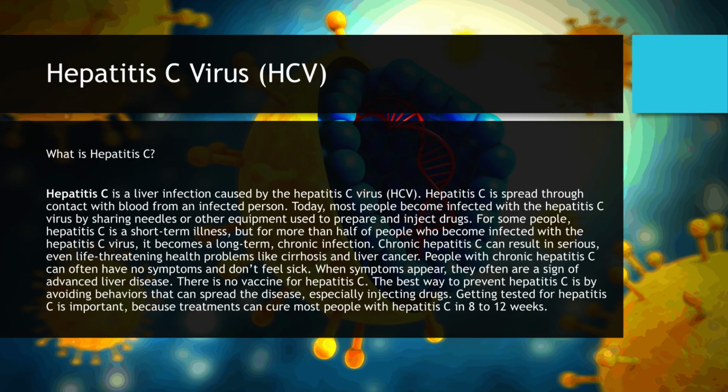What is hepatitis C? Hepatitis C is a liver infection caused by the hepatitis C virus, HCV. Hepatitis C is spread through contact with blood from an infected person. Today, most people become infected with the hepatitis C virus by sharing needles or other equipment used to prepare and inject drugs. For some people, hepatitis C is a short-term illness, but for more than half of people who become infected with the hepatitis C virus, it becomes a long-term, chronic infection.